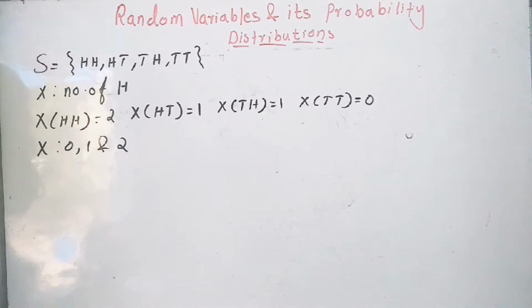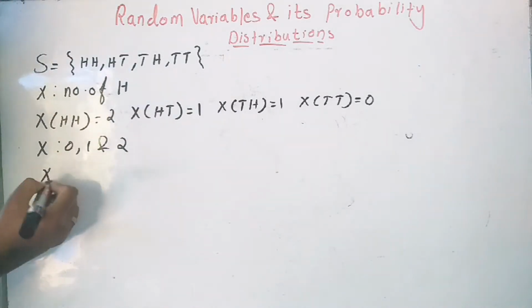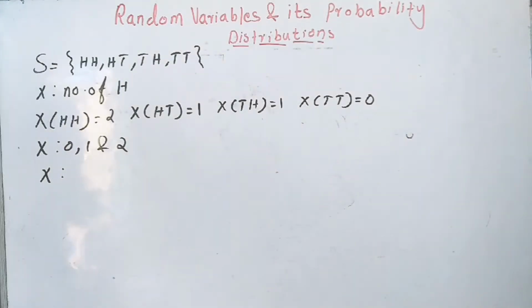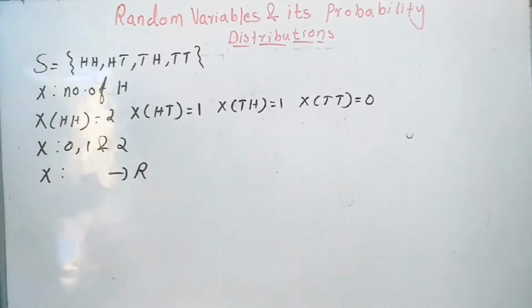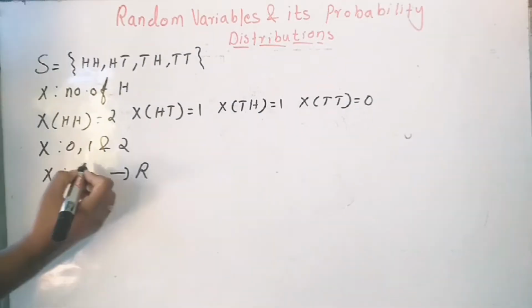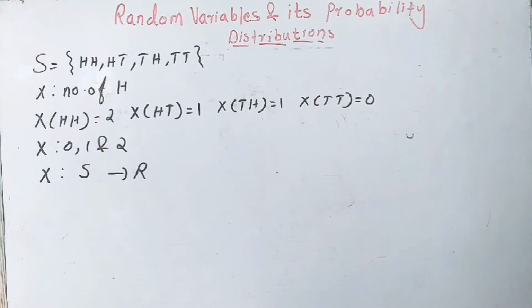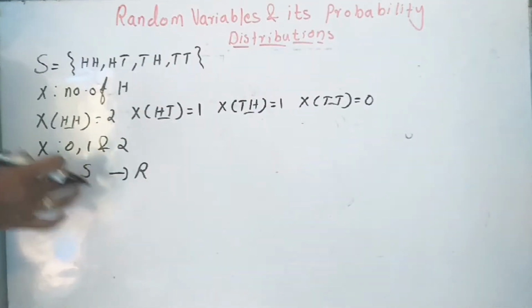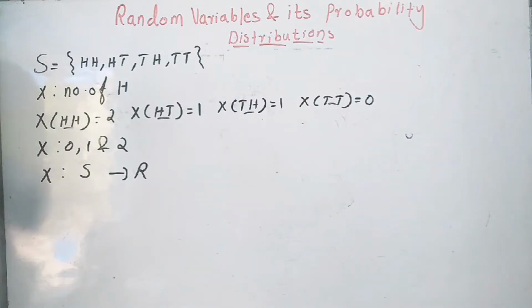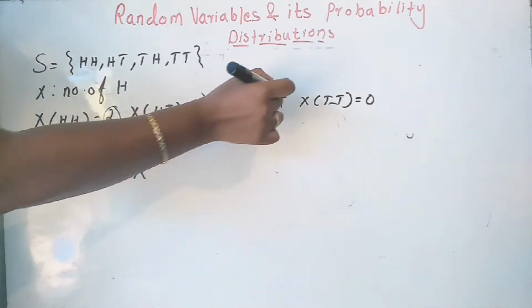A random variable is a real valued function. Real valued function means the codomain is the real number set, and the domain is the sample space. So the random variable capital X is a function from sample space to real number set. Here we took all the elements from the sample space, that's why the domain is sample space, and we got some real numbers.